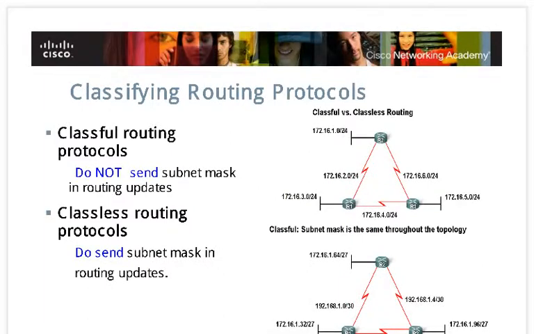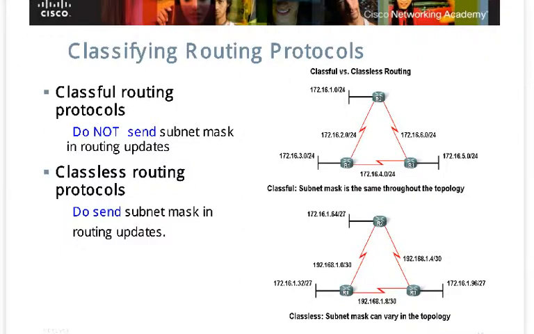Another categorization for routing protocols is classful routing protocol and classless routing protocol. We discussed this extensively in 455, so I'm not going to go through it in detail. For classful routing protocols, I don't have to exchange the subnet mask. If you don't know what a subnet mask is, you need to review the material in 455. In classful routing protocols, I do not have to exchange any information about the subnet mask.